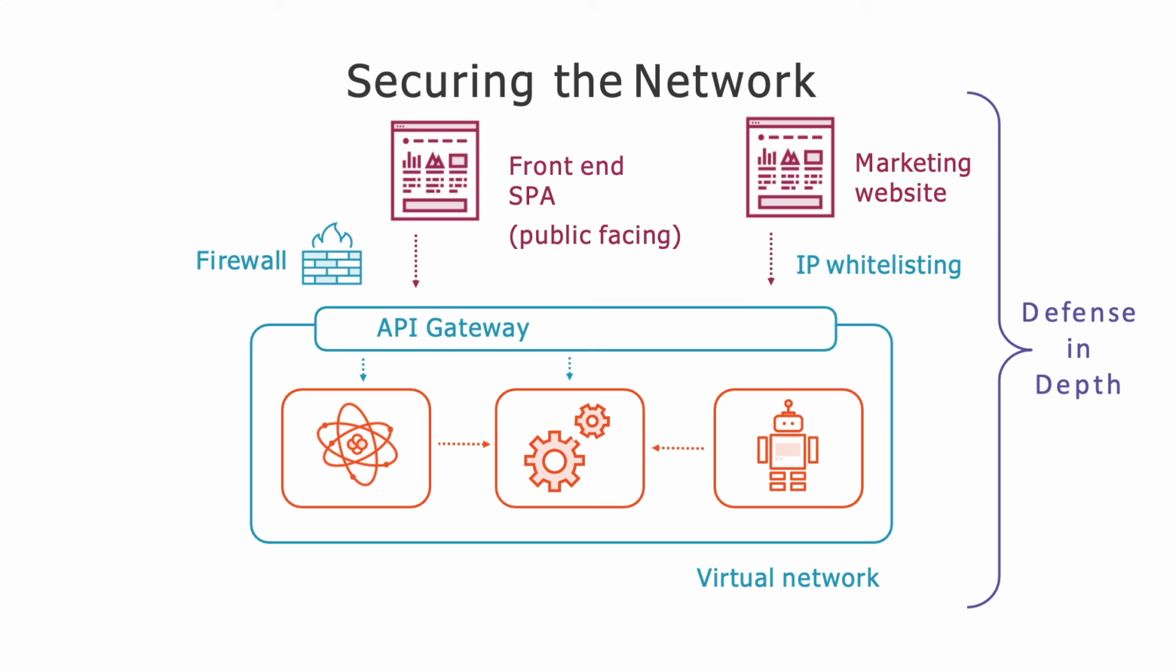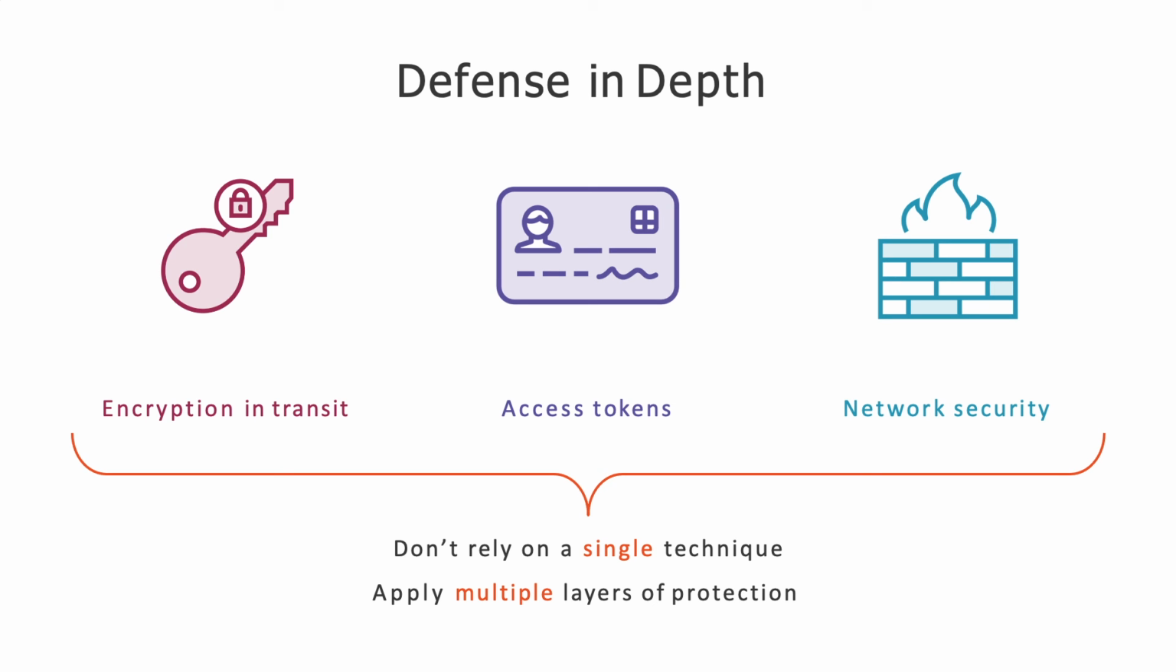So we are implementing defense in depth. We are protecting our virtual network against any attacks from outside our network. Defense in depth means that we will have encryption in transit, so everything will be encrypted, including when it is stored in our system. We will implement access tokens for authentication, and we also need to implement network security to protect our private zone, for example, from the DMZ zone, from the external zone. So don't rely on a single technique, apply multiple layers of protection to ensure that our system is correctly protected.